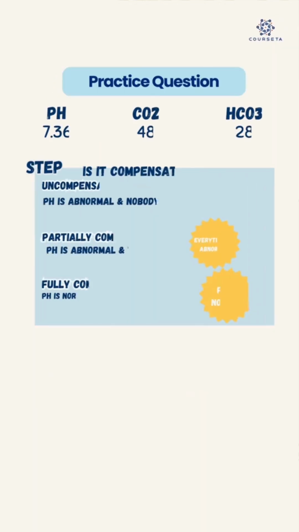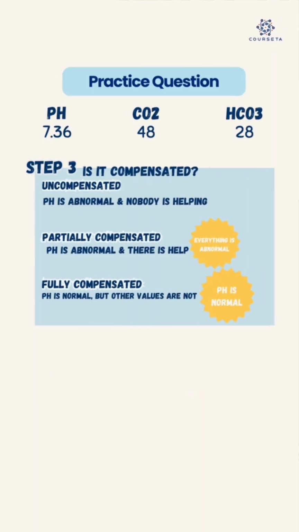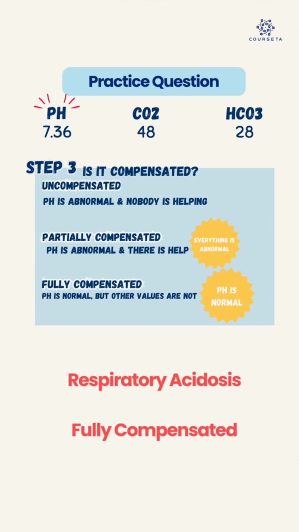Now, step number 3, what is the compensation? Is it uncompensated, partially compensated, or fully compensated? Remember, number 1 rule, we can identify it immediately because what is happening? The pH is in normal range. So this is respiratory acidosis, fully compensated.